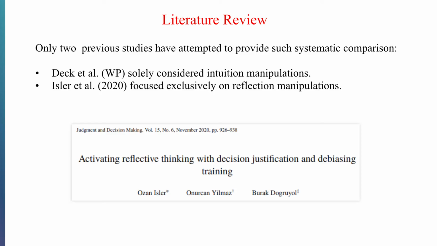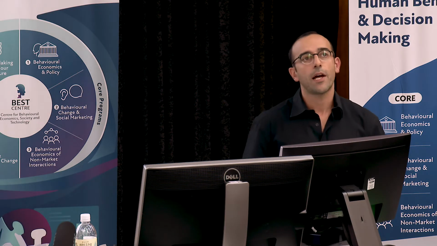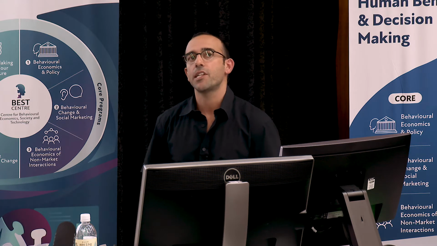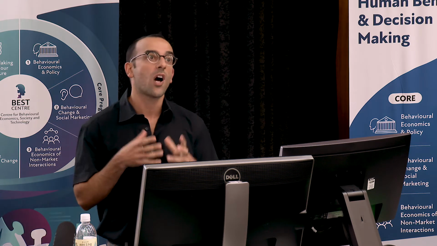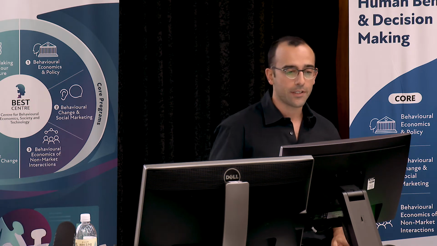What we had found in that previous paper was that activating reflective thinking with decision justification, basically asking people to justify their decisions as they are giving answers to things like the cognitive reflection test, improved their performance the most. And similarly, de-biasing training, basically exposing people to certain common biases, such as the conjunction fallacy, and then giving them feedback about what that bias is about, informing them about that, also increased performance in similar tests.